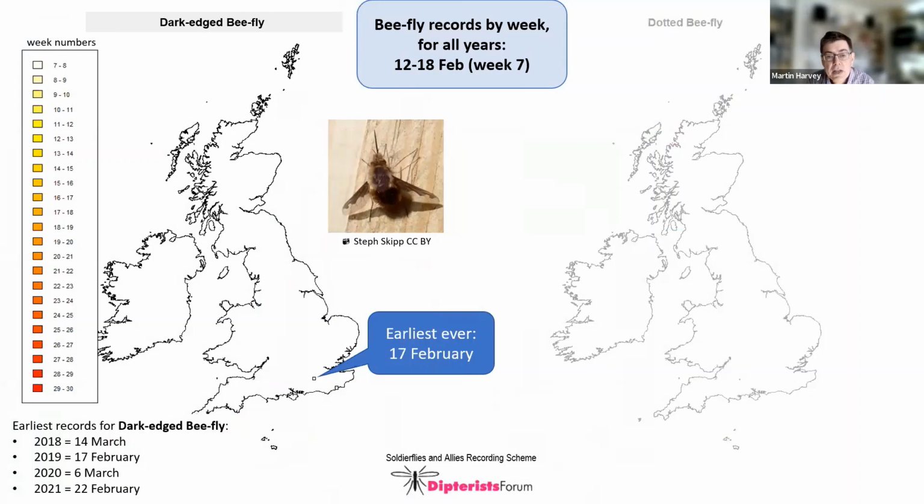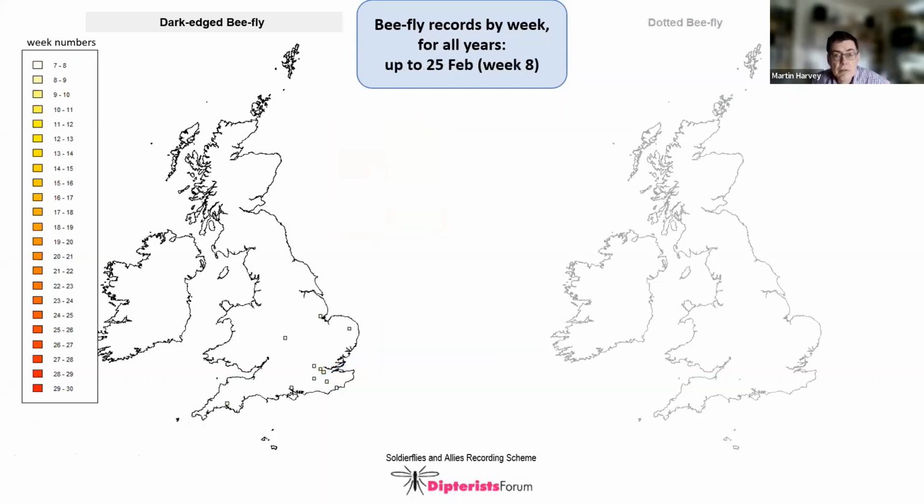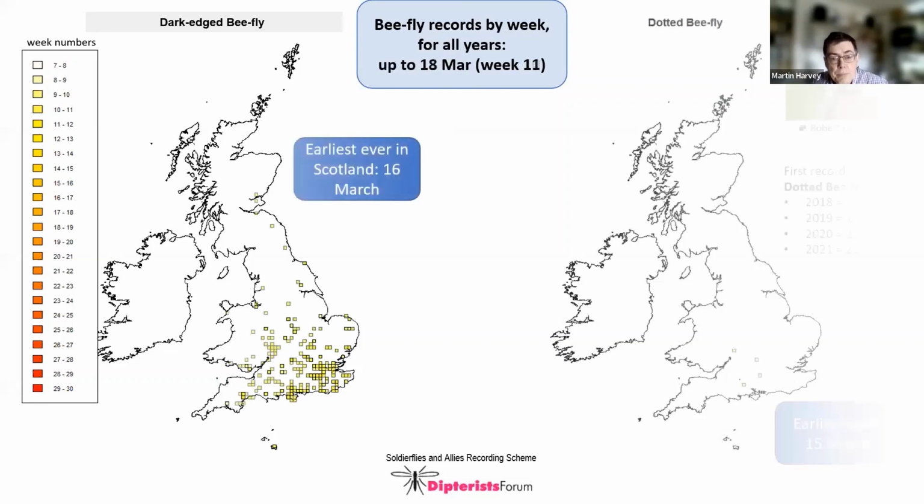I'm going to very quickly take you through the bee fly flight period and how it relates to where they emerge. So looking at the last few years, the earliest emergence there has ever been was on the 17th of February. And as you'd expect for a warmth-loving species, they tend to emerge first in the south of England. And we're going through week by week, and you can see the dots starting to fill up on the southern part of the map as we go into March.